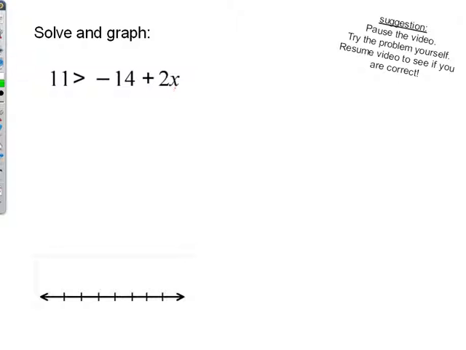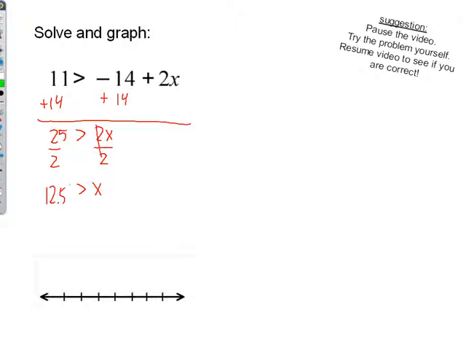Okay, so we've got x on this side this time, so I'm going to isolate x. I'm adding 14 to both sides. I get 25 over here, greater than, not or equal to, greater than 2x. I'm going to divide by 2. X is, well, I'm kind of reading this backwards. X is less than 25 over 2, which turns out to be 12 and a half.